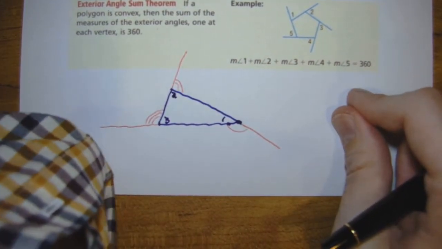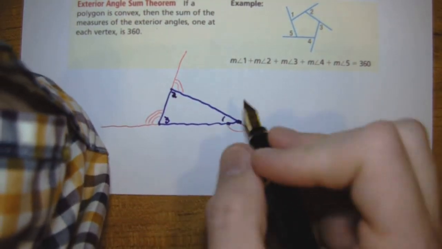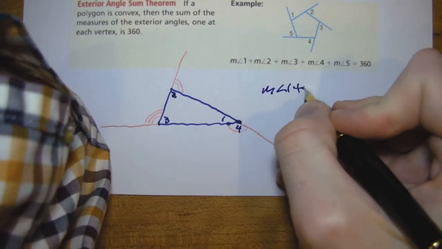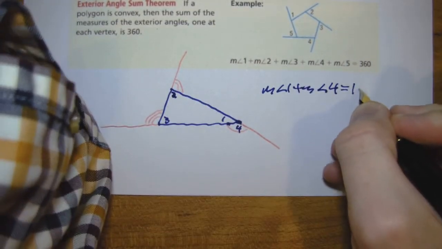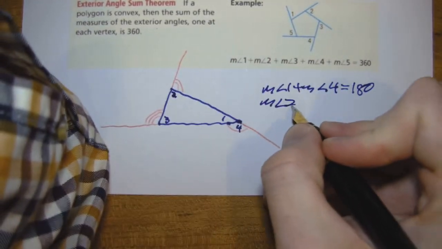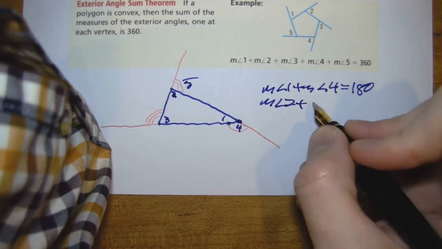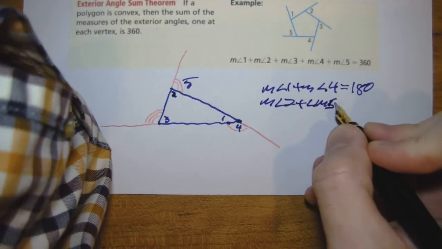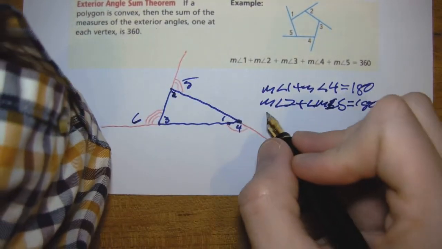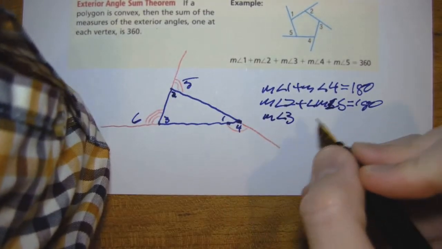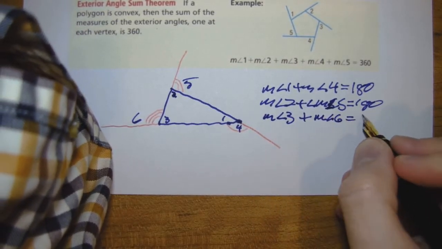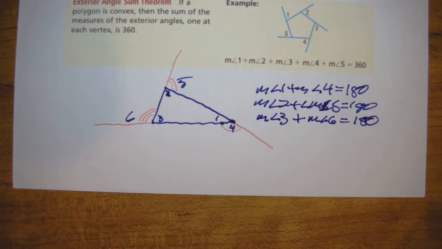So cool. If we were to take angle 1, plus we'll call this angle 4. So the measure of angle 1 plus the measure of angle 4 is 180, right? The measure of angle 2 plus we'll call this 5, the measure of angle 5, there we go, is also 180. And then we'll call this angle 6. And then the measure of angle 3 added on to the measure of angle 6 is also, cool, 180.